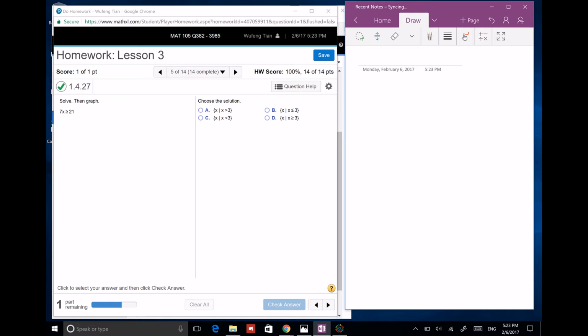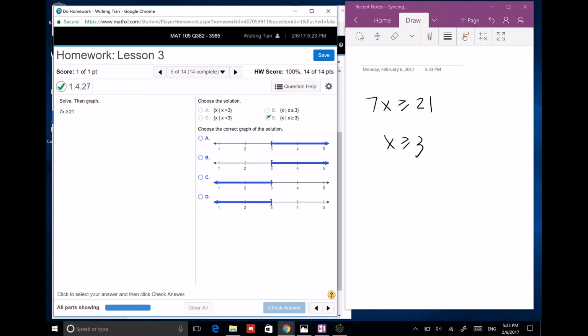Okay. So next one, 7x bigger than 21. x is bigger than or equal to 3. So you choose this, D. And then it's bigger than, so it's on the right hand side. Equal, we choose brackets. Parentheses means not equal. So if it's bigger than or equal to, if it's or equal to, we use brackets.